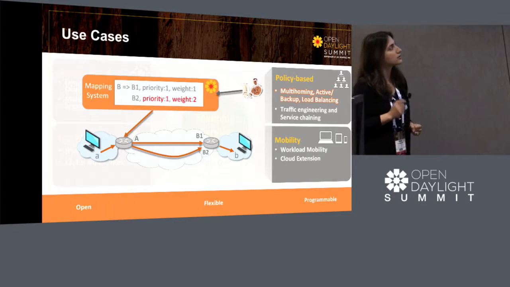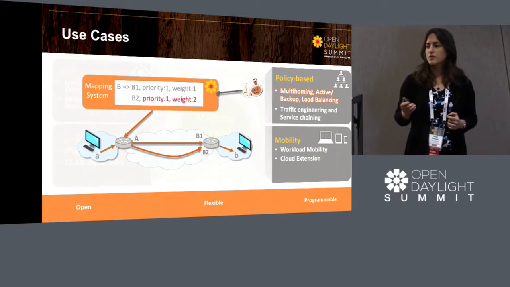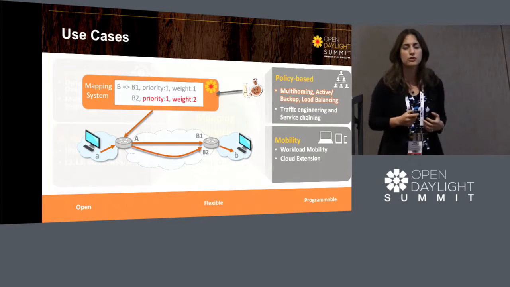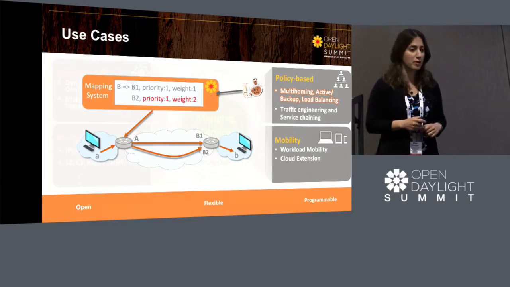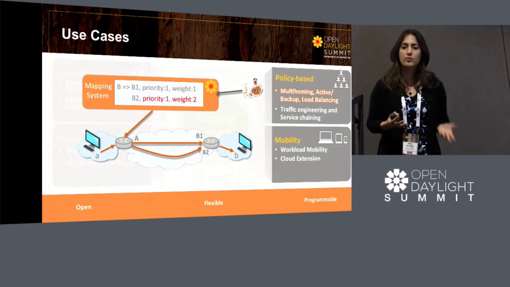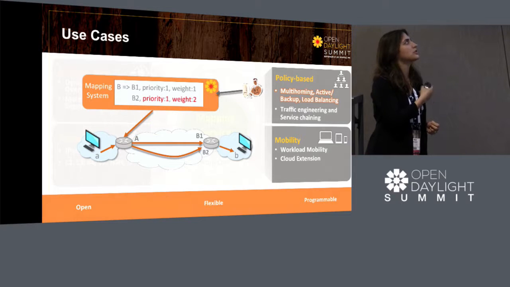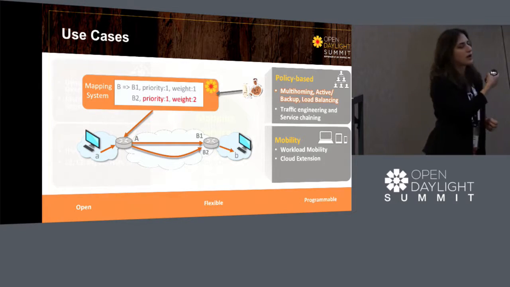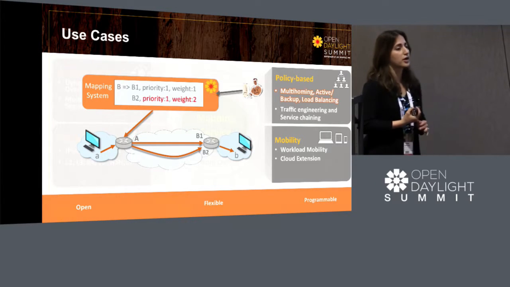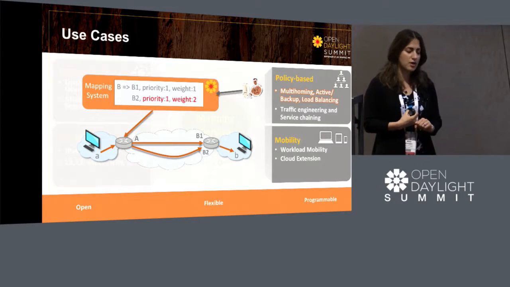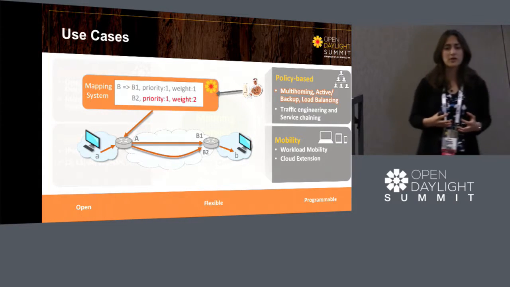Second, let's look at the policy-based use cases, and we talked about multi-homing and load balancing. This is the example that we went through in the beginning, where you have the 2 branches and you want to enable multi-homing, maybe with active backup or maybe with load balancing. All that you would need to do is to add the policy that you want to support, in terms of priority and weights, to the mapping system. And the mapping system natively supports these properties.